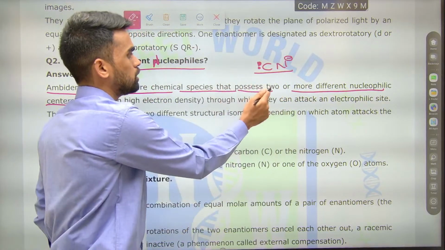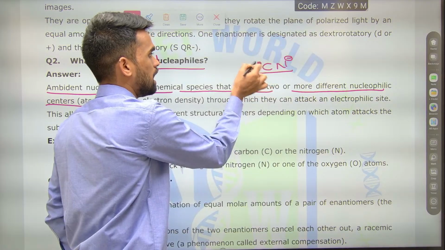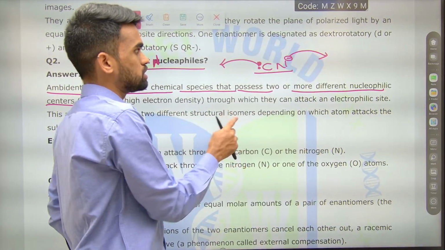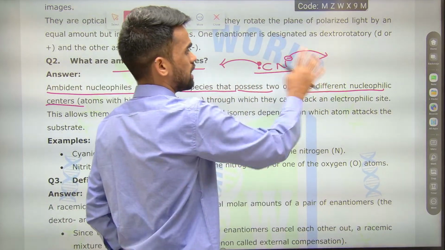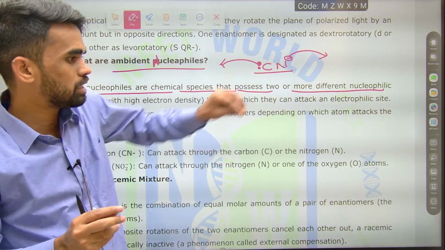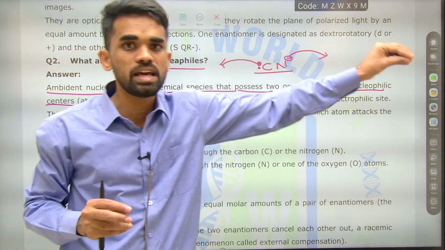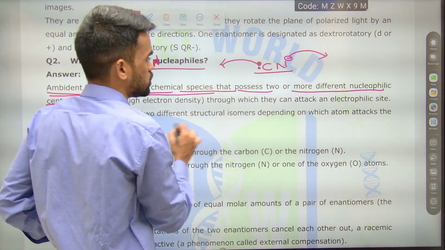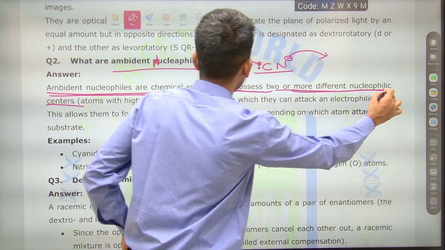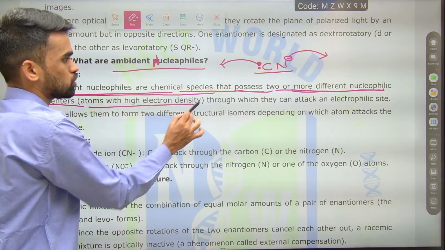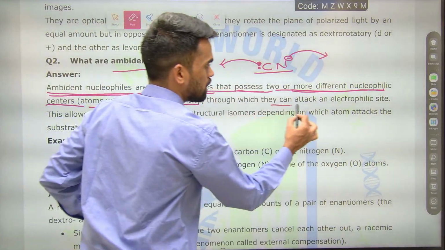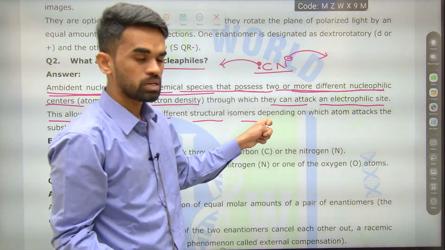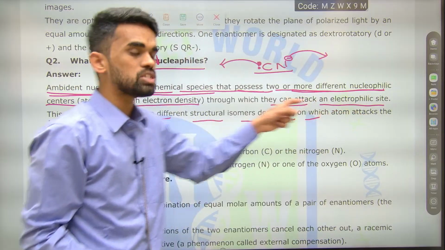So it has the ability to make a bond or donate electrons either from the carbon side or from the nitrogen side, but not from both sides at once. It can make a bond from the right hand side or from the left hand side, like that. Ambident nucleophiles possess two or more nucleophilic centers, atoms with high electron density, through which they can attack an electrophilic site. So this allows them to form two different structural isomers depending upon which atom is attached to the substrate.